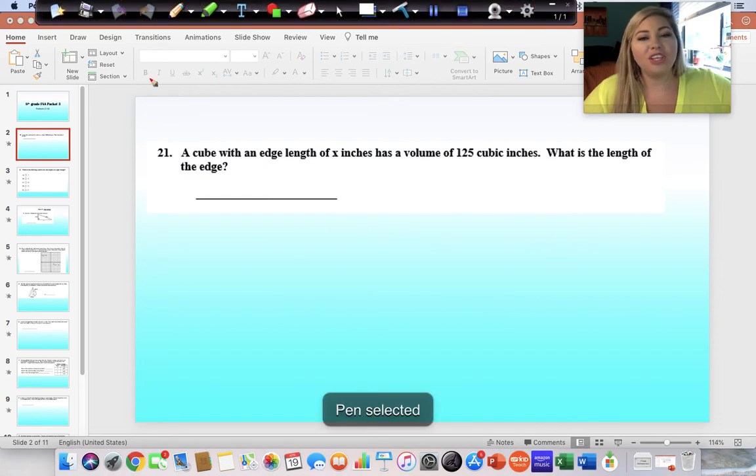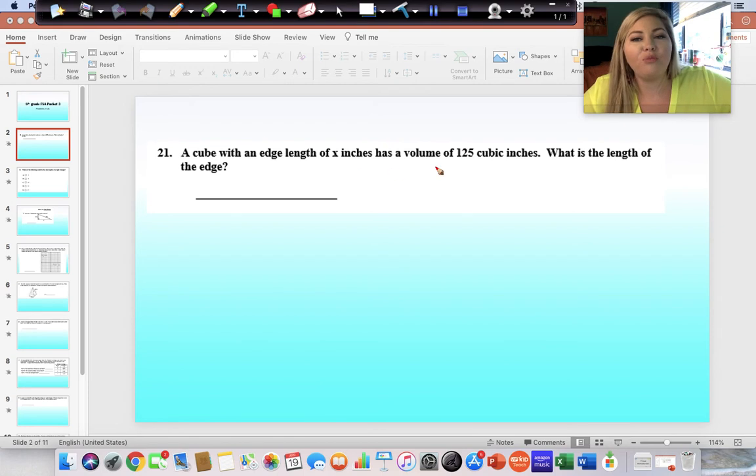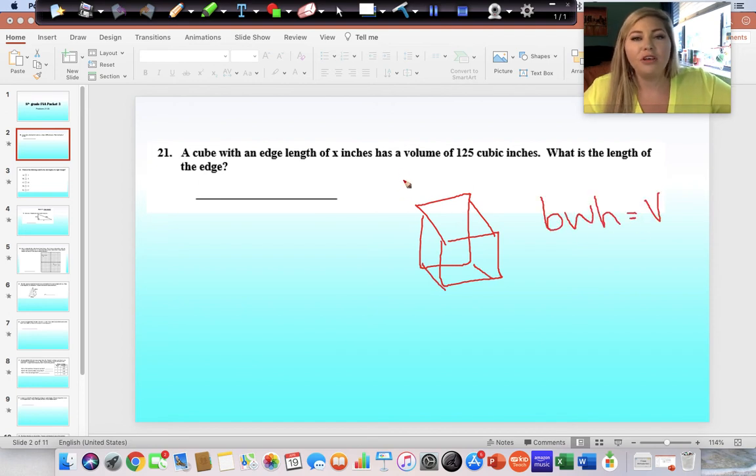A cube with an edge length of x inches has a volume of 125 cubic inches. What is the length of the edge? Well, when we have a cube, all side lengths are the same, and base times width times height equals our volume. So if they're all the same, then x times x times x, or x cubed, equals 125. So all we need to do is take the cube root of 125. What times itself 3 times equals 125? Remember, it all has to be the same number.